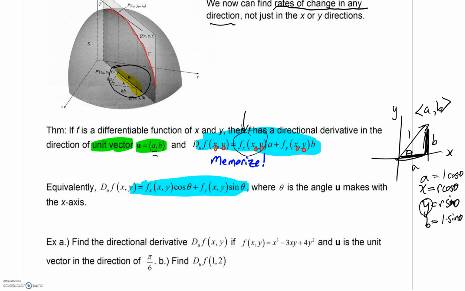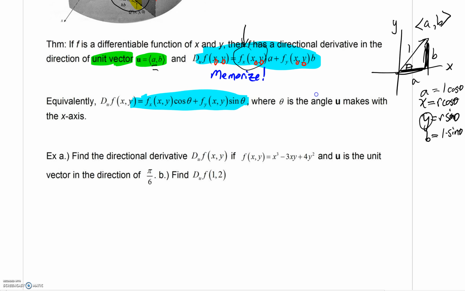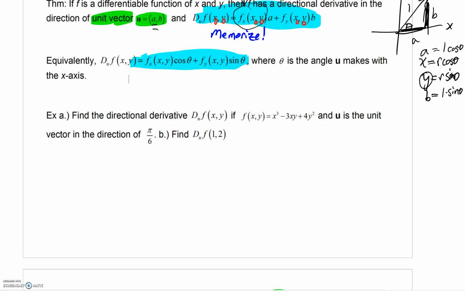So let's jump in and see a problem that we can tackle together. We're going to find a directional derivative of f of x, and f is given to us right here. U is the unit vector in the direction of pi over 6 radians. So this is just part A. We want just a general directional derivative. We're not even plugging in a particular point. So, for part A, let's find our derivative with respect to x.